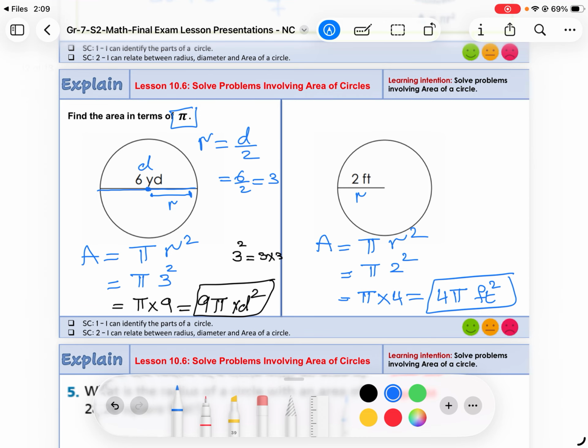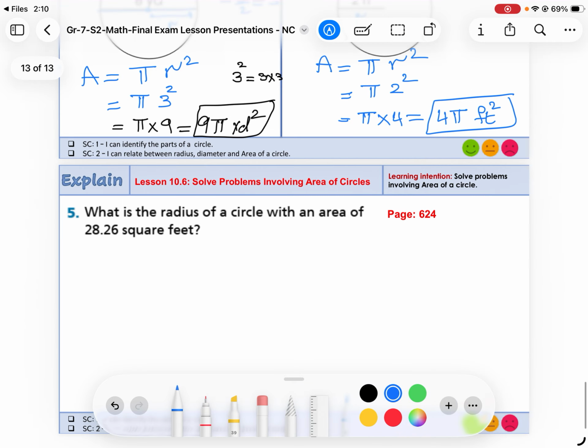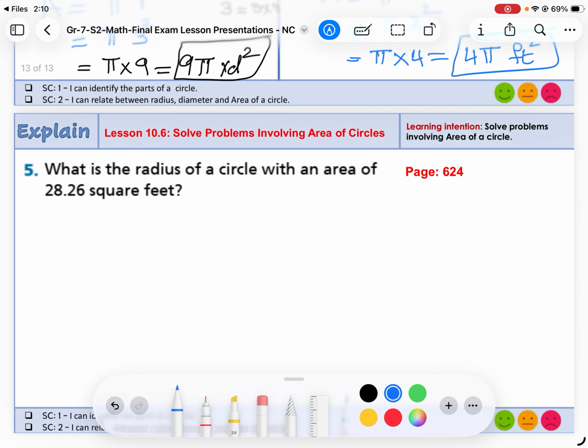Okay, so this is the first 2 parts of the lesson. When they give you the radius directly, all you have to do is find the area. And the second part, when they give you the diameter, then you'll have to find your radius. Third part of the lesson is, we don't know what the radius is. They're going to ask you, find the radius. So they gave you the area, but the radius is missing. We don't know what the radius is.